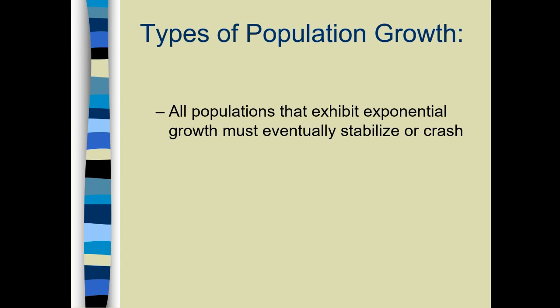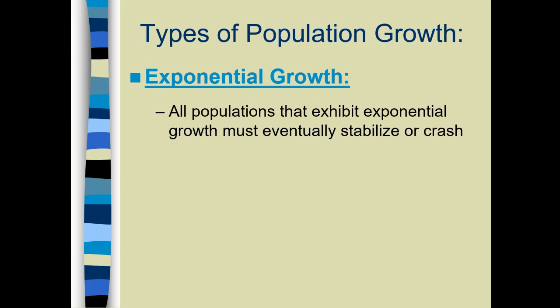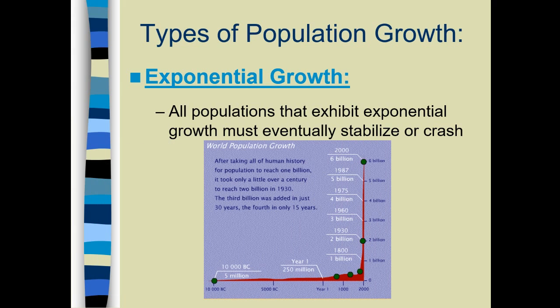All populations we know of that go through exponential growth must eventually stabilize or slow down their growth, or you may see some sort of crash. The one exception to this so far has been the human population. This is a graph of human population growth, and you can see that early on, our population grew very, very slowly. There wasn't really a lot of growth in the beginning, and more recently, we have been growing like crazy.